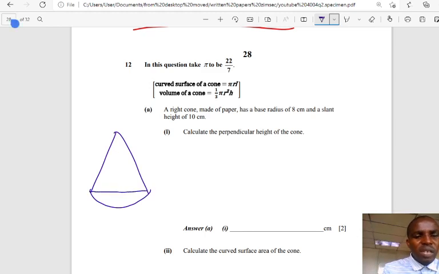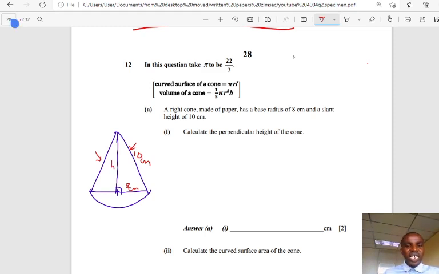Then this one is the diameter, then you have this one, the perpendicular height of the cone, 90 degrees here. So let me label whatever is relevant. A right cone made of paper has a base radius of 8 centimeters here. Slant height is this one, 10 centimeters. So a cone usually makes a right angle triangle, right? Like this. Then they say calculate the perpendicular height of the cone. This height, you can call it h.